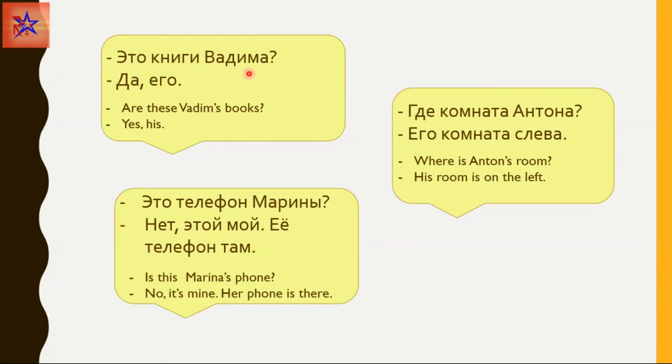Это книги Вадима? Да, его. Где комната Антона? Его комната слева. Это телефон Марины? Нет, это мой. Ее телефон там.